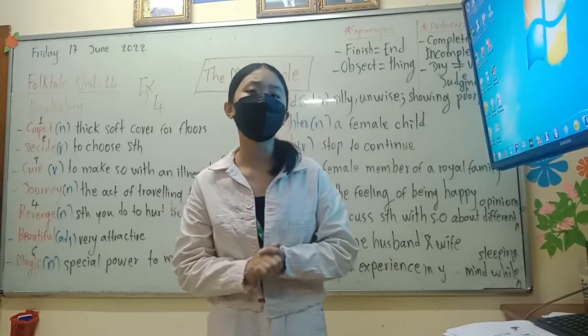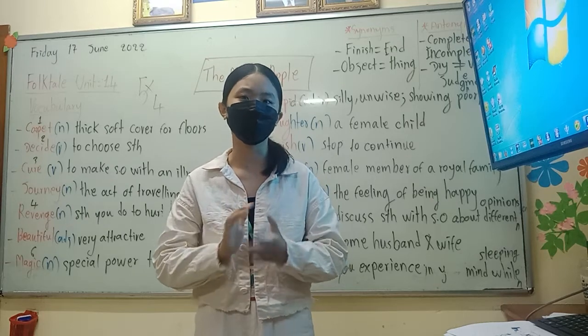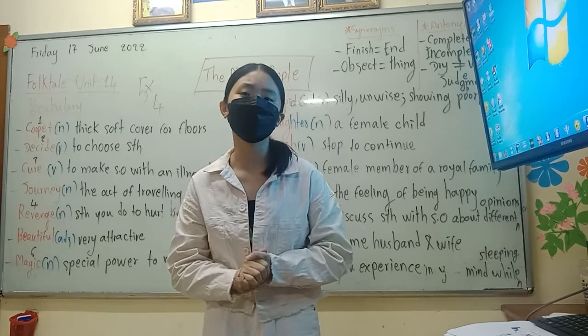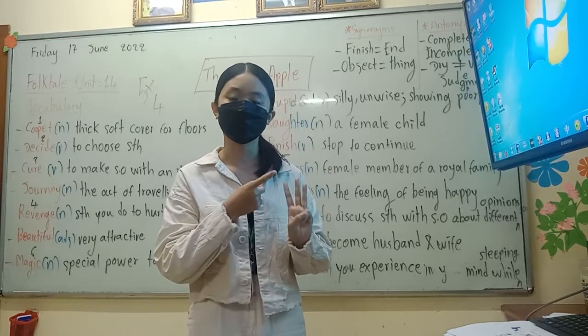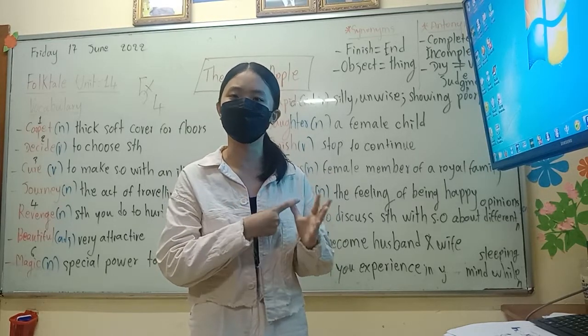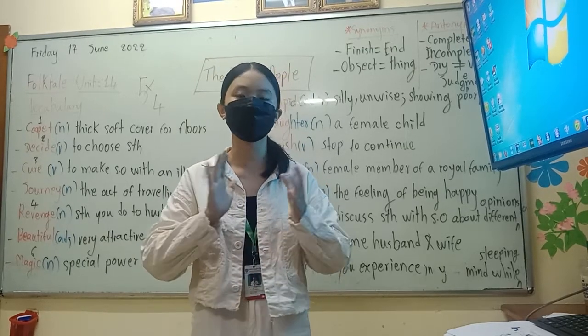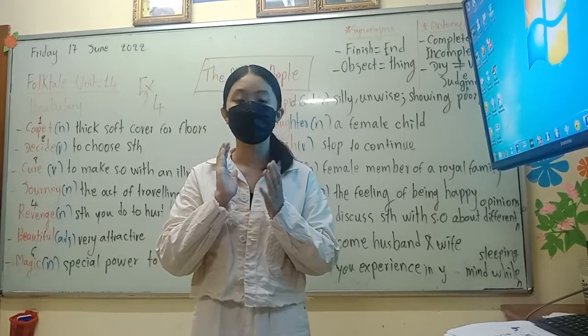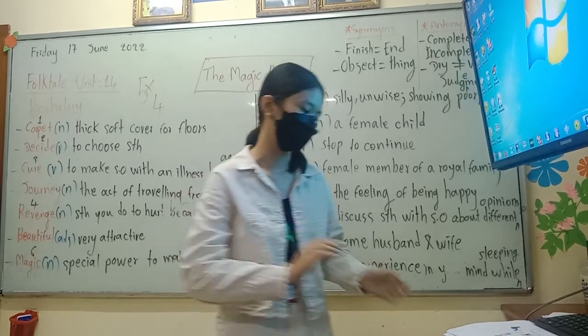Does everyone know how many countries there are in Asia? There are 48 countries in Asia, which is divided into 6 parts: Southeast Asia, South Asia, East Asia, West Asia, Central Asia, and North Asia. So we don't waste our time, let's get started. I would like to begin with Southeast Asia first.